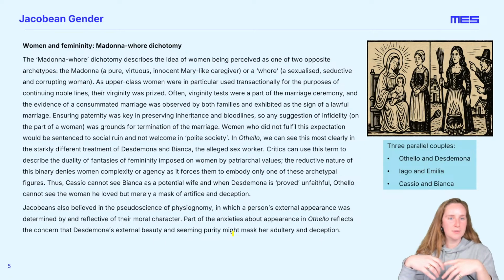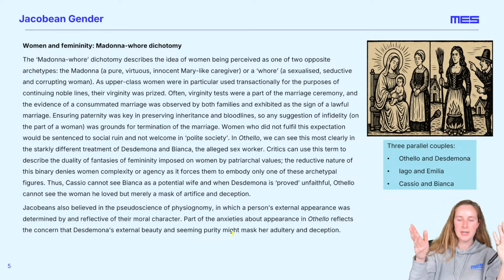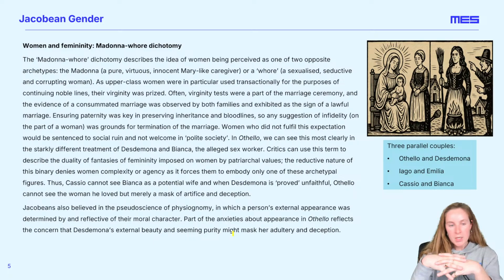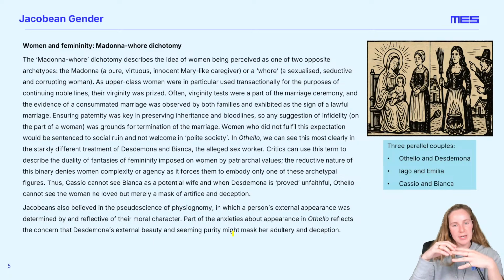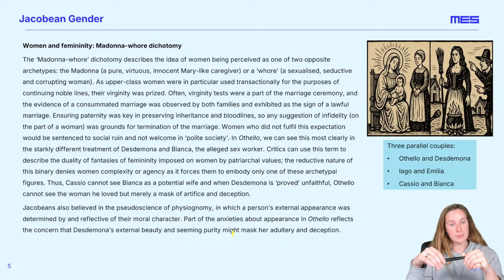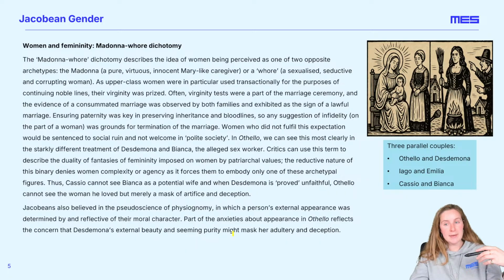Then briefly, the Madonna-whore dichotomy, because we've already covered it a little bit, but just a bit more detail for you. The Madonna-whore dichotomy describes the idea of women being perceived as one of two opposite archetypes. The Madonna, pure, virtuous, innocent, Mary-like caregiver, or a whore, a sexualized, seductive, and corrupting woman. As upper-class women were in particular used transactionally for the purposes of contributing noble lines, their virginity was prized. Often virginity tests were part of the marriage ceremony, and the evidence of a consummated marriage was observed by both families and exhibited as the sign of a lawful marriage.